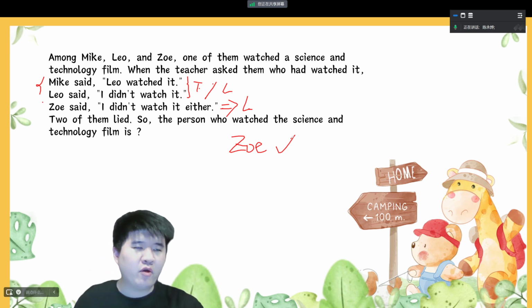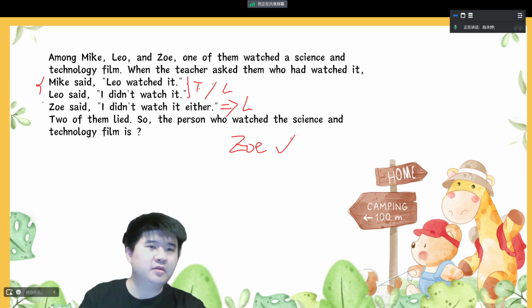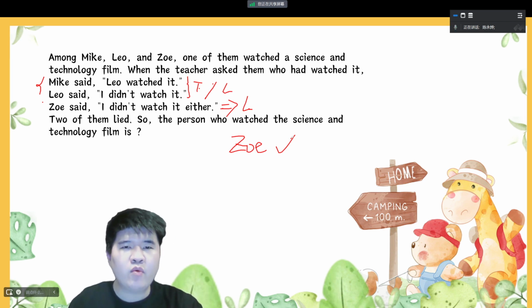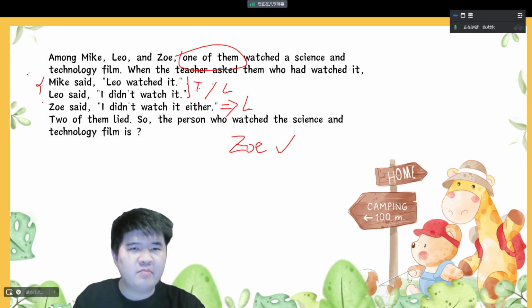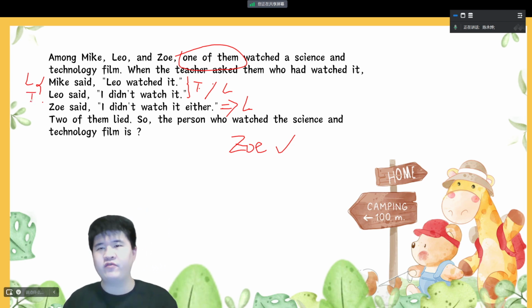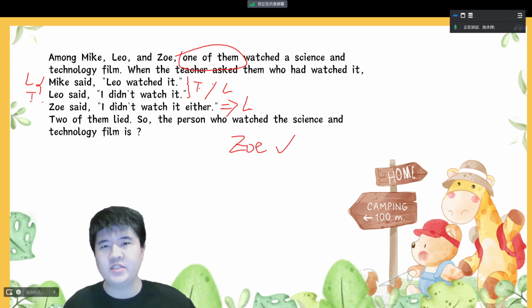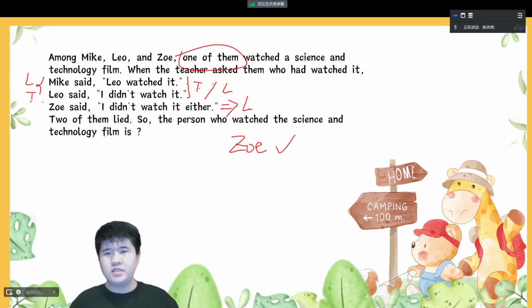And among Mike and Leo, who tells a lie? If Mike tells the truth, then there will be two men who have watched the movie, and that conflicts with the requirement. So Mike must be telling the lie, and Leo tells the truth here. So this is what we have for the first question. We just try to find out whether there is any conflict or opposite statement.